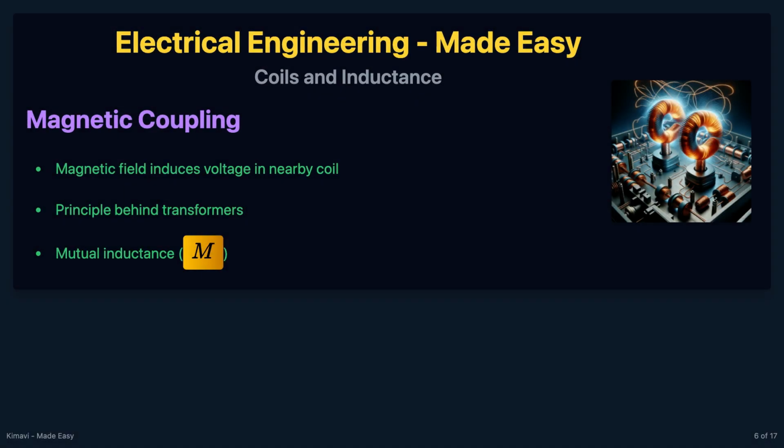When two coils are placed close to each other, the magnetic field generated by the current in one coil can induce a voltage in the other coil. This phenomenon is known as magnetic coupling and is the principle behind transformers. The mutual inductance between two coils is denoted as M.